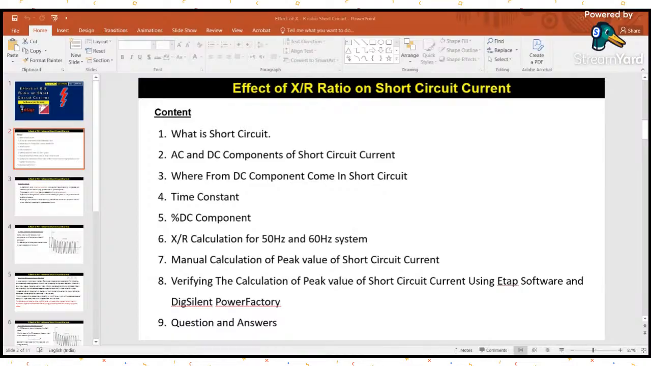You know that our X by R ratio affects the peak value of the current. It does not affect our RMS value. It affects the peak value of current.